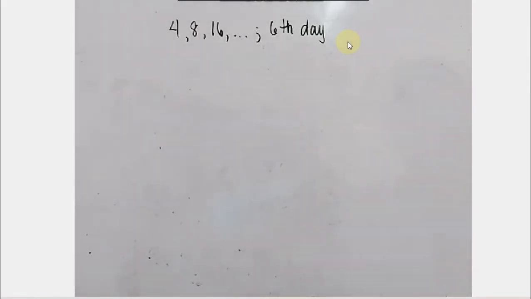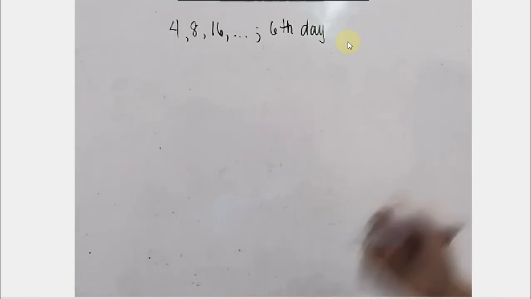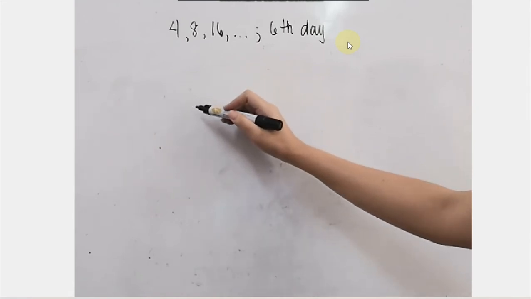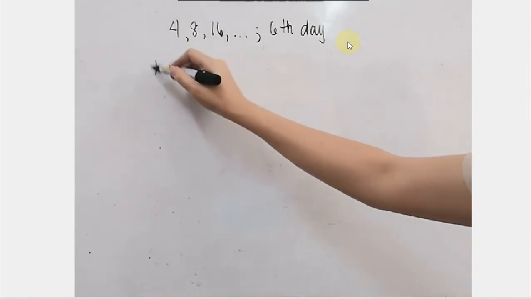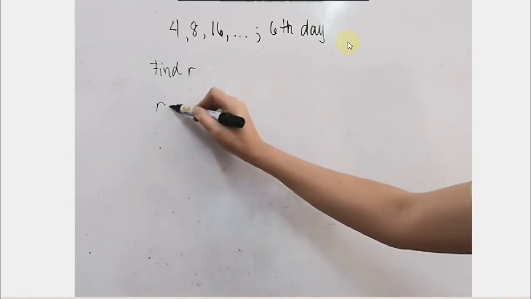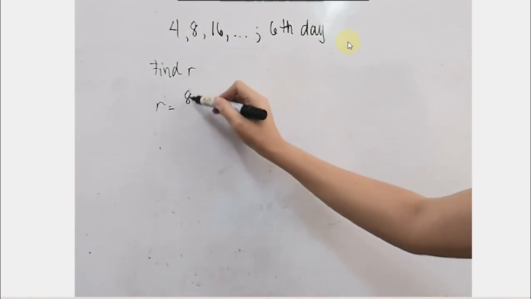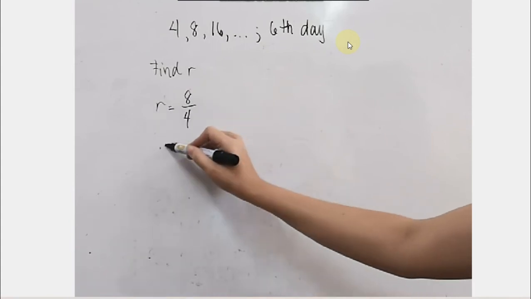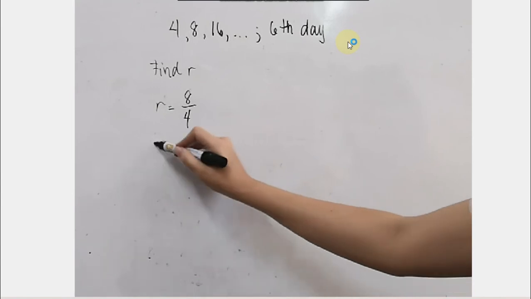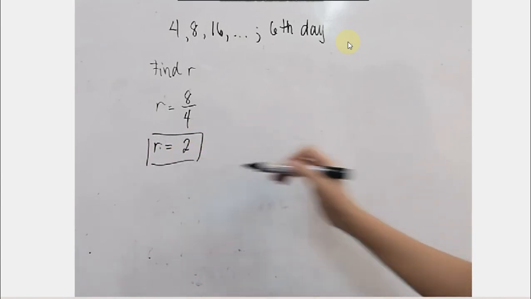Let us solve now the word problem. I think it's easier for you now, no? We're more familiar with it. So again, the first thing that we're going to do is find the R, or common ratio. So, to find R is equal to 8 over 4. So, 8 divided by 4, we have 2. So, that is now a common ratio.